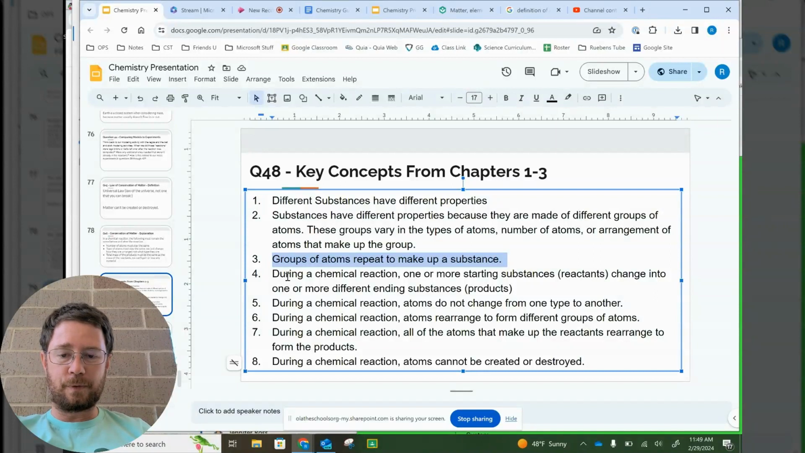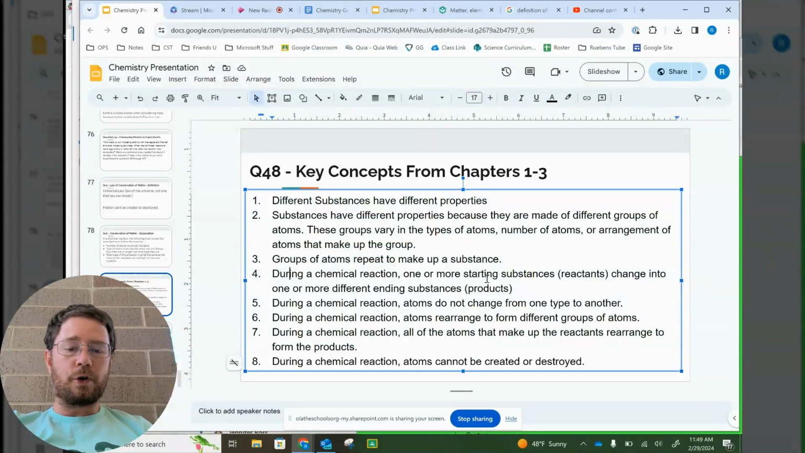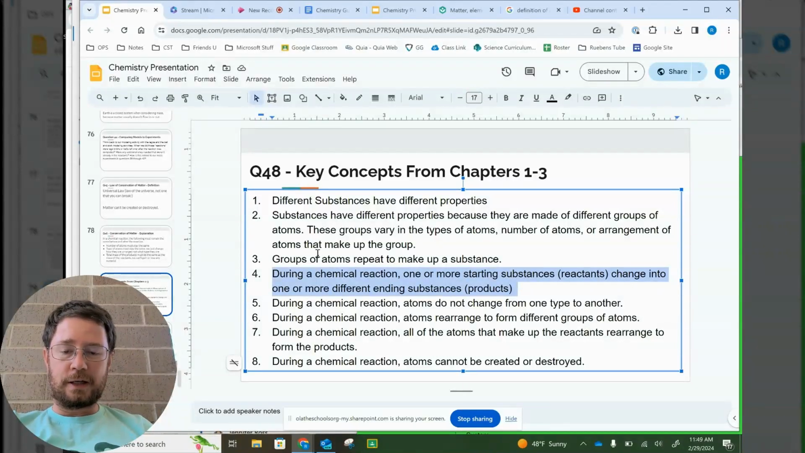Key concept number 4. During a chemical reaction, one or more starting substances, the reactants, change into one or more different ending substances, products. So this is just saying in a chemical reaction, our substances change from one substance to another. So pause and write this down.